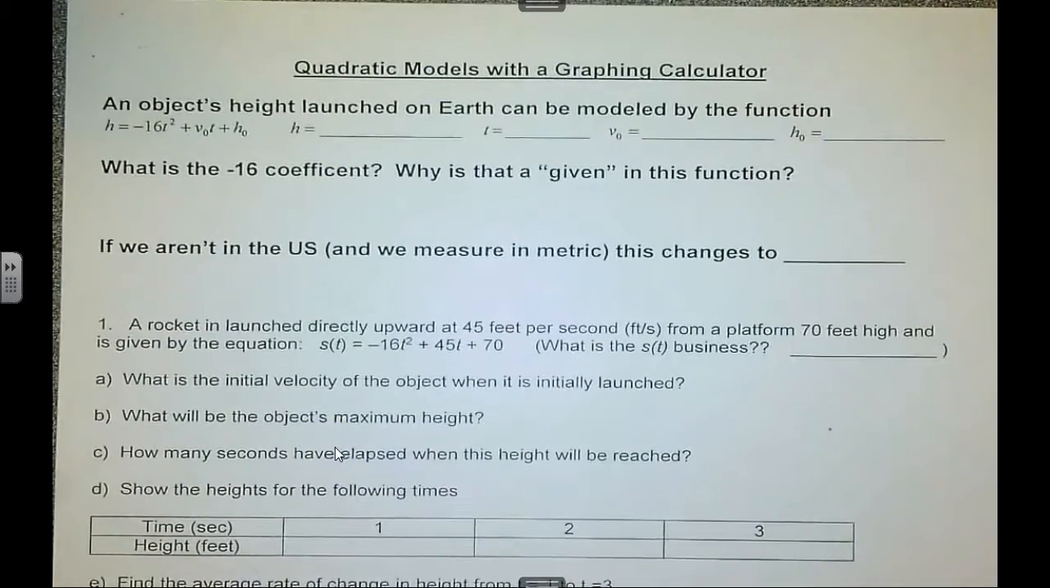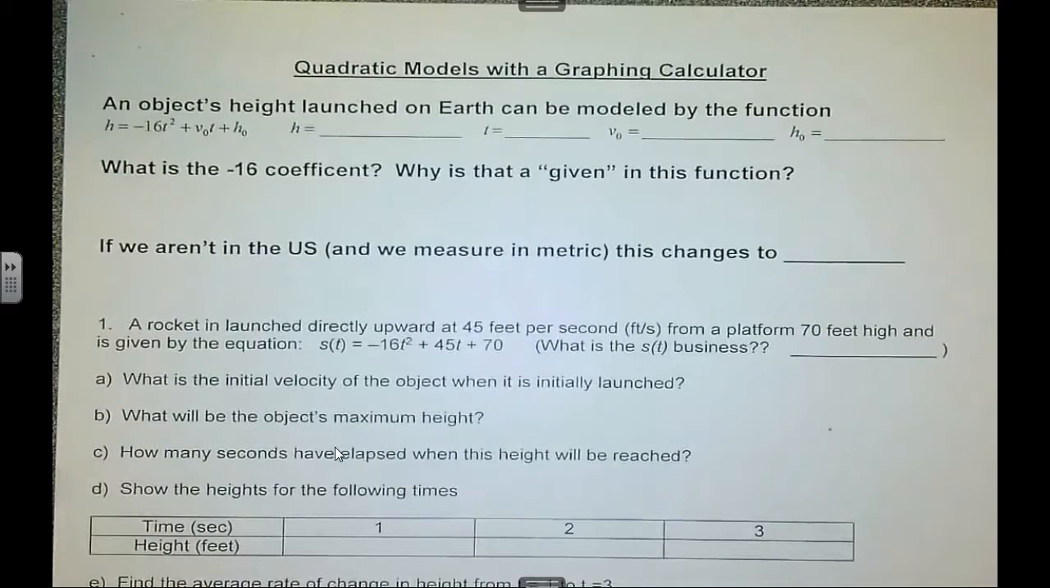...by the function h equals negative 16 t squared plus v sub 0, or v naught, t plus h 0, h of 0, h of naught, h naught, however you want to say it. I don't care. There's no one way to say it.